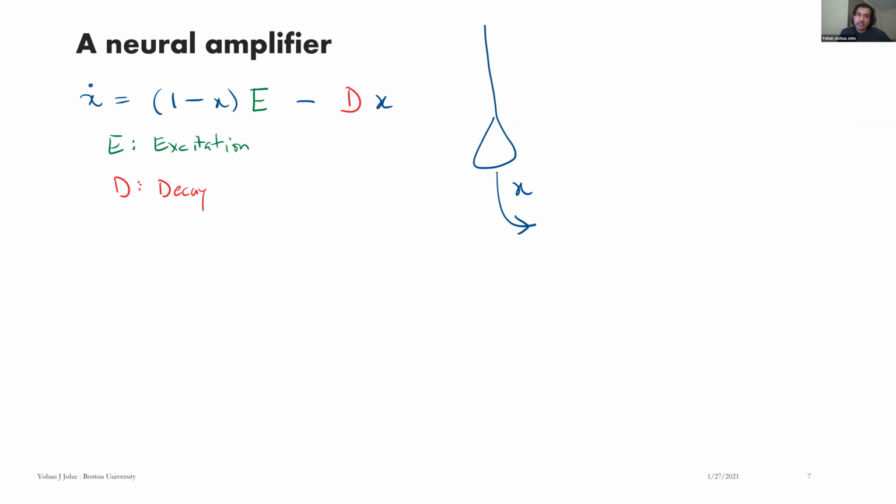And we have an excitation term, there's no inhibition, and there's a decay term. So when you have excitation, it will tend to go up until it reaches some maximum. And if you take the excitation away, it decays back down exponentially, basically to 0. Very easy to solve this if you have the math for that.